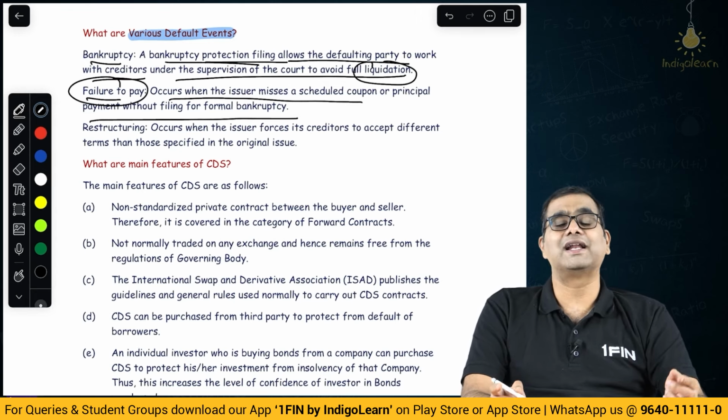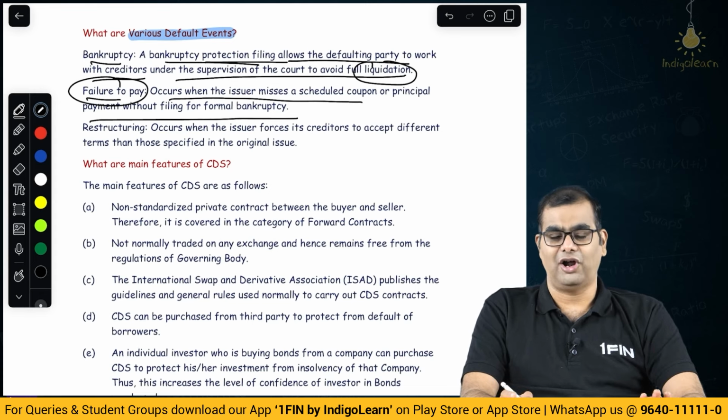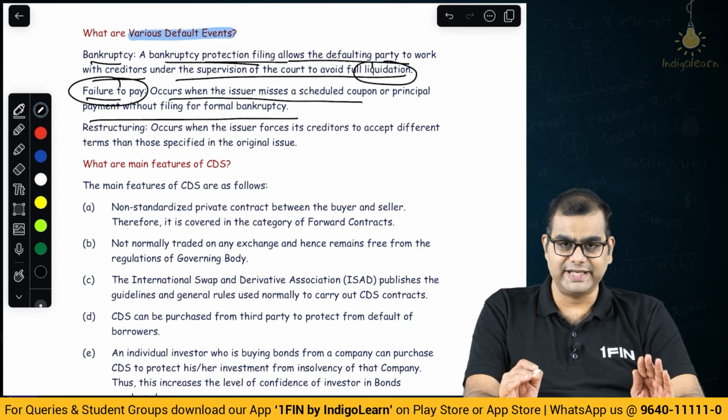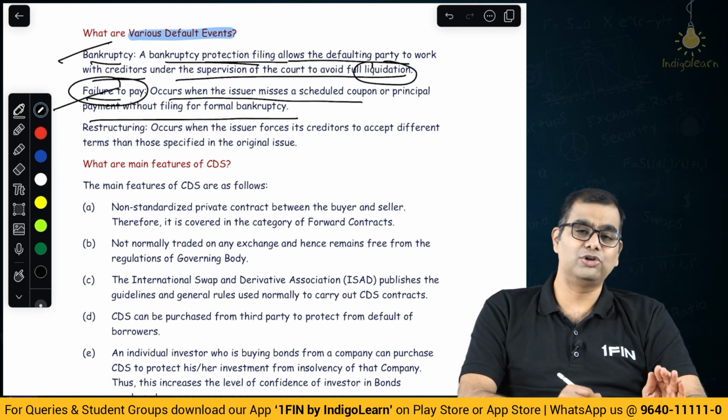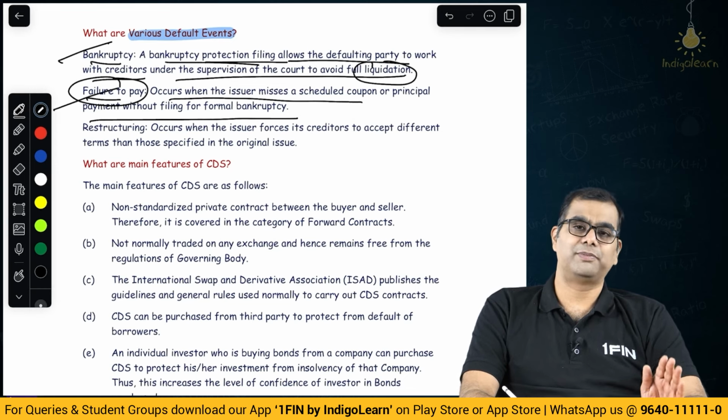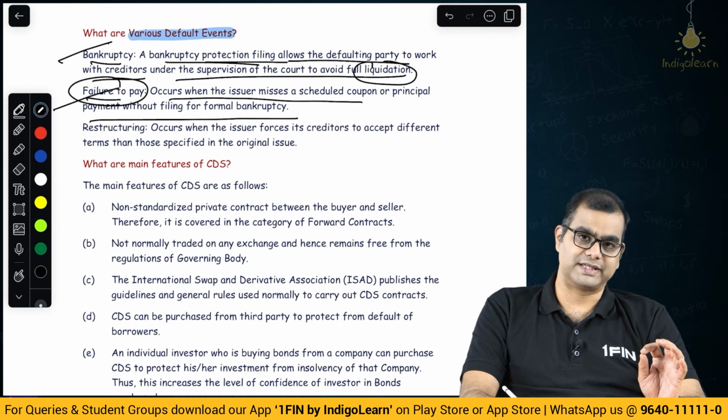Under what? Under credit default swap arrangements, not for any other arrangement. For CDS, you will treat bankruptcy filing or failure to meet an obligation in terms of interest or principal payment as basically a default.